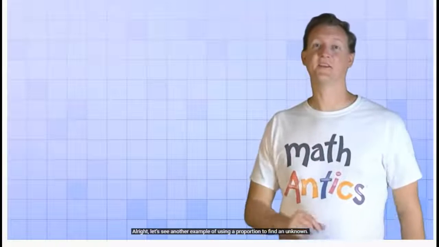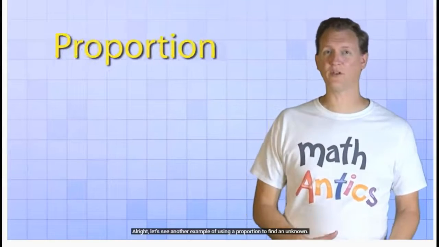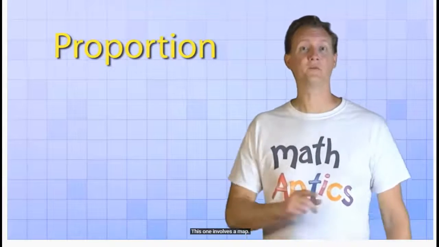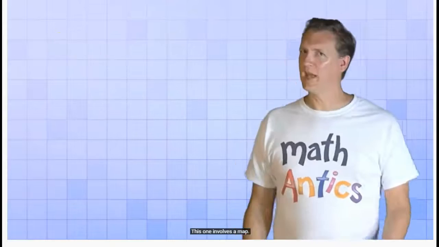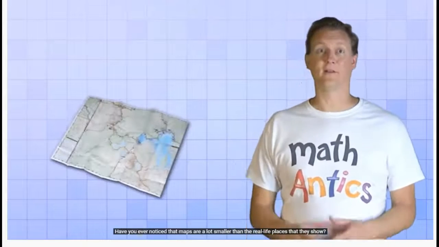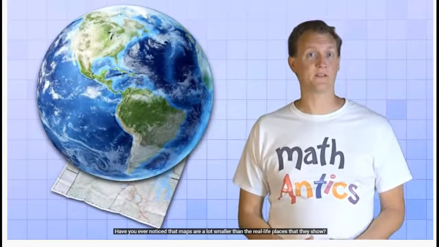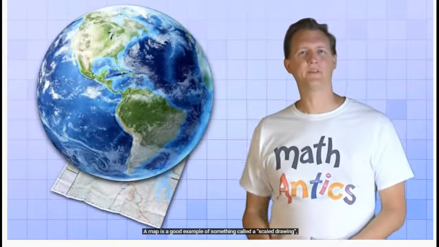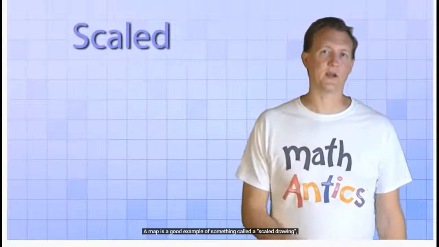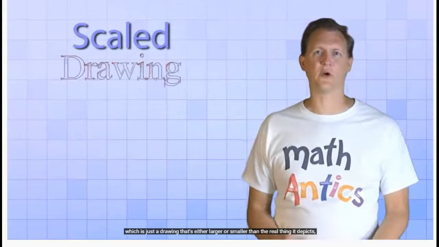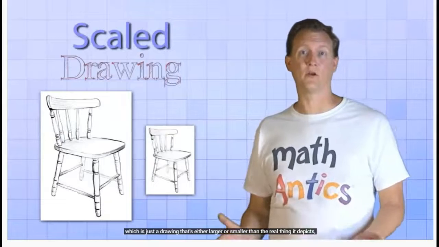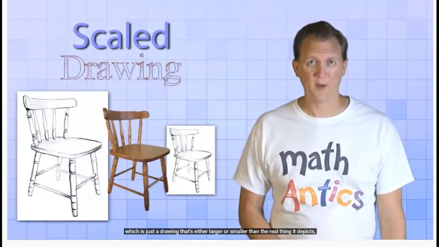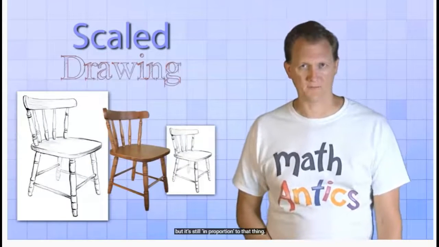All right, let's see another example of using a proportion to find an unknown. This one involves a map. Have you ever noticed that maps are a lot smaller than the real-life places that they show? A map is a good example of something called a scale drawing, which is just a drawing that's either larger or smaller than the real thing it depicts, but it's still in proportion to that thing.